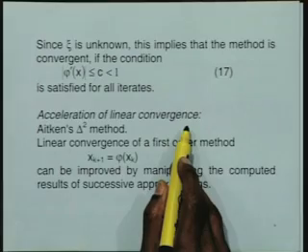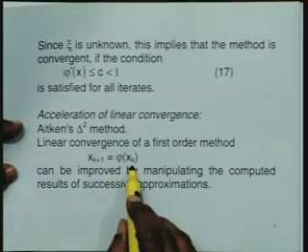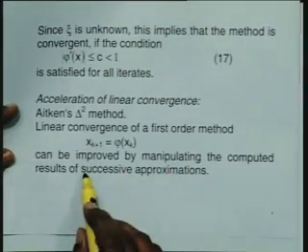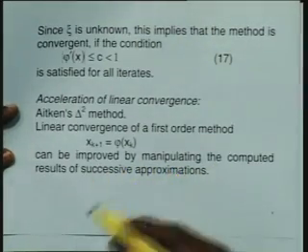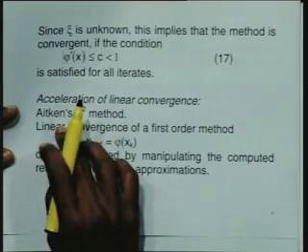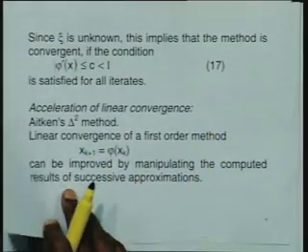Now, we start over with the method xk plus 1 is equal to phi of xk. What we are saying is that we want to manipulate the computed results of successive approximations to produce a better result. That means, I would like to produce a new value such that it is obtained as if it has been obtained from a higher order method, not a first order method in this case, but as if it is obtained from a second order method. How do we do this? It is a very simple manipulation.